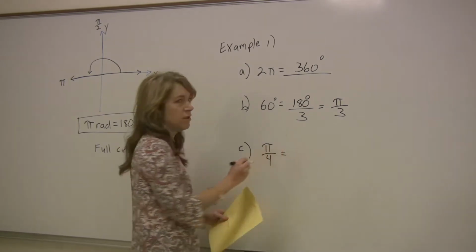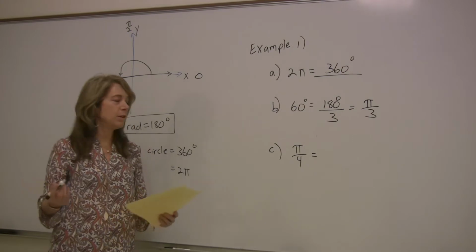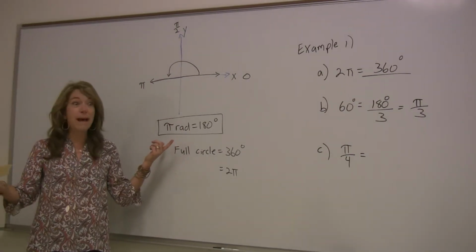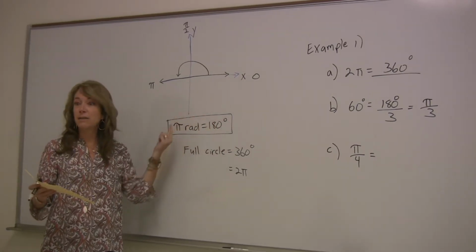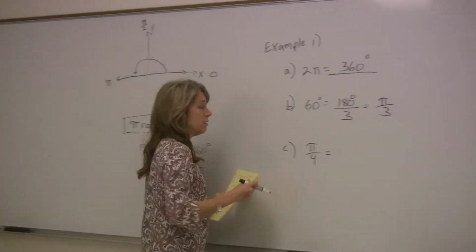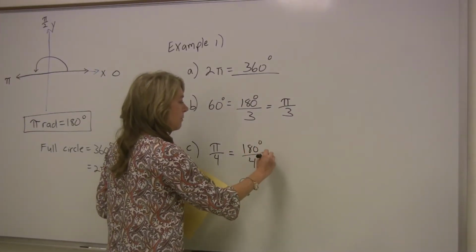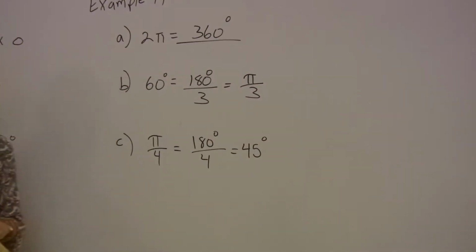In this case, I want to change it back to degrees. Again, some people have it memorized, but using this, what do you think I'm going to do? Change the pi back to a 180 now. Just always change your pi's into 180s or vice versa. So pi over 4 is 180 over 4. I'm assuming you know how to divide. Turns out to be 45 degrees.